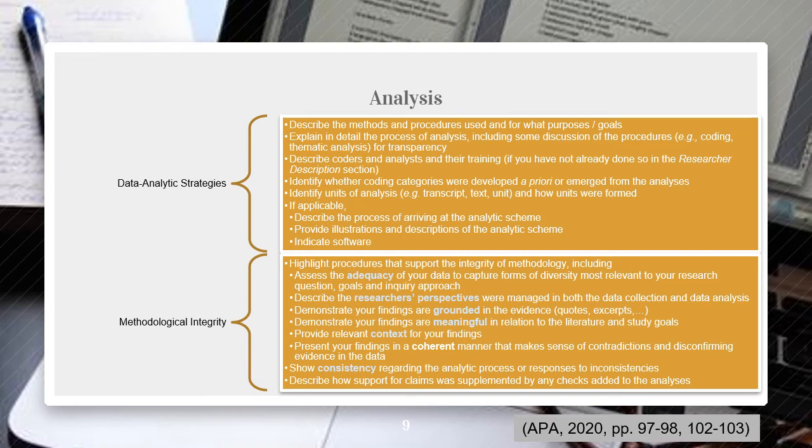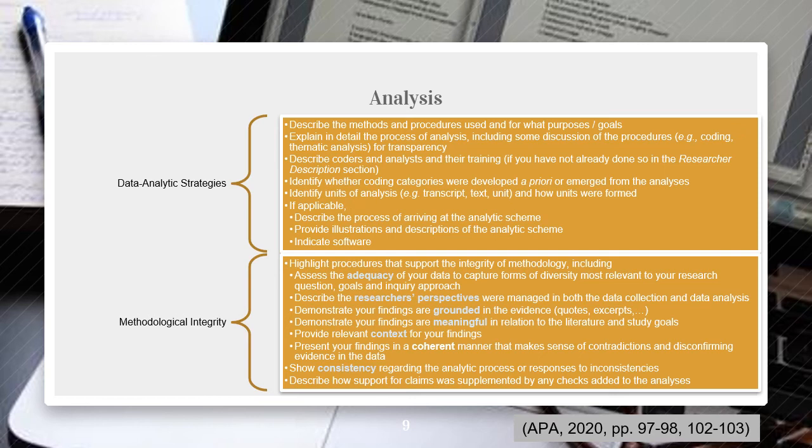You'll end your method section with a discussion of the analyses you carried out, and that includes both data analytic strategies and methodological integrity. In discussing the data analytic strategies, you'll describe the methods and the procedures you used and why you used them, including detail about the process for analysis. So what were the coding schemes that you used? Did you use thematic analysis? How did you arrive at those procedures? You want to provide transparency in these methods.